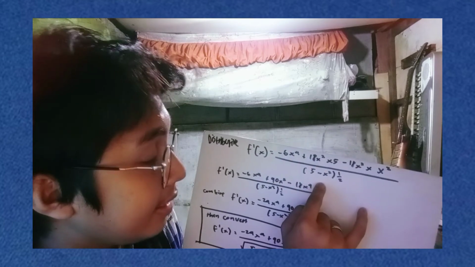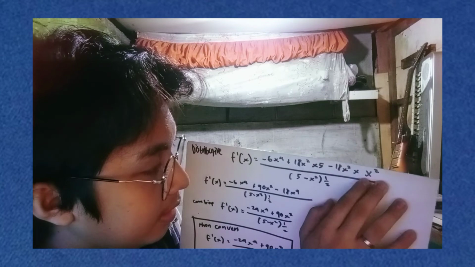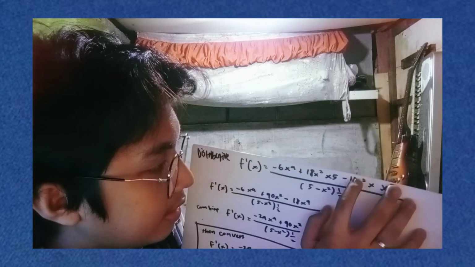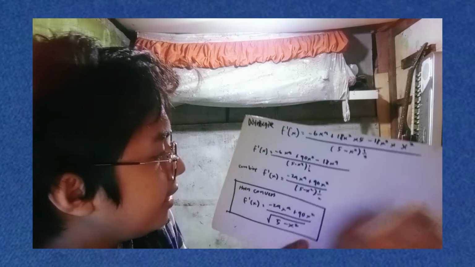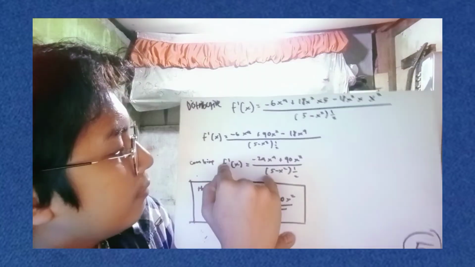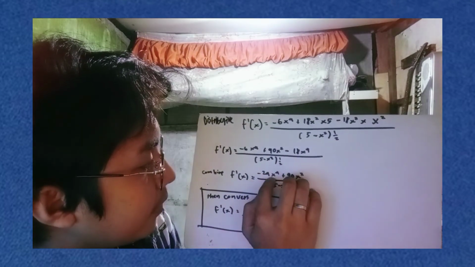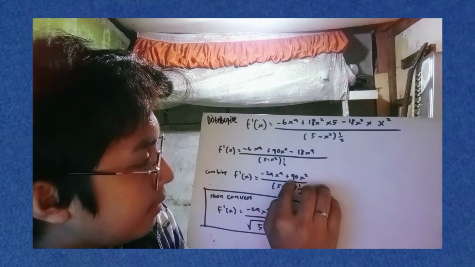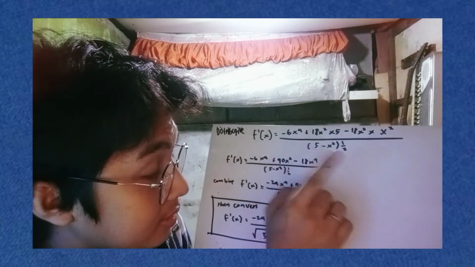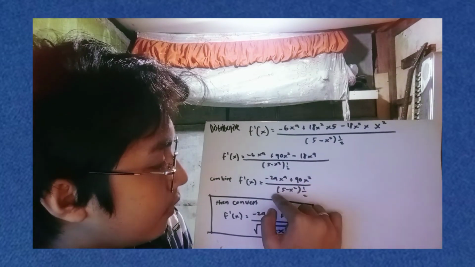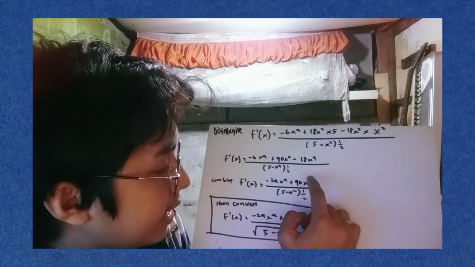Why 18x raised to the 4th power? Because 18x squared and x squared, we will multiply each other, then the exponent doubles. So we combine same terms. Again, after combining, we got f1 of x equals negative 24x raised to the 4th plus 90x squared over the quantity 5 minus x squared when it is raised to 1/2.